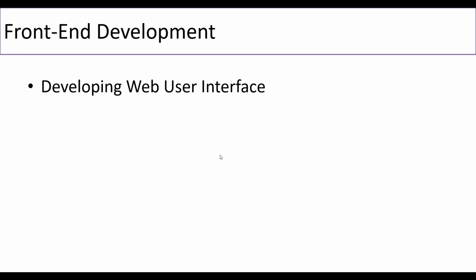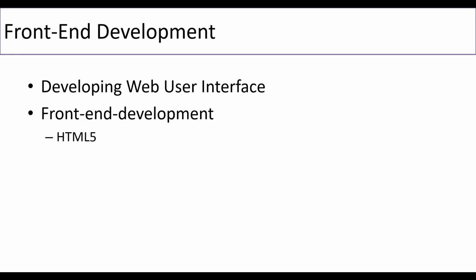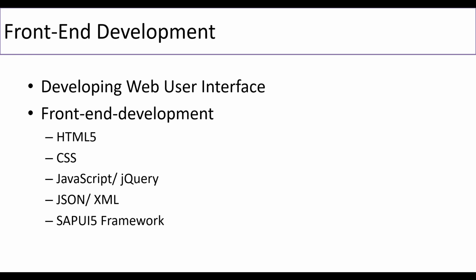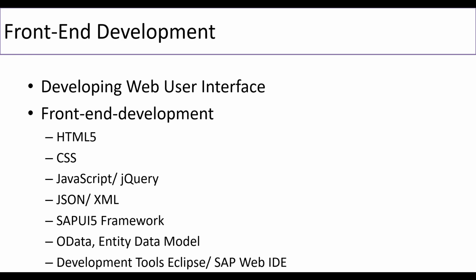Going back to the front end development, we call it developing the web user interface. For that, we need to know HTML5, CSS, JavaScript, jQuery, JSON and XML, and finally, you need to understand the SAP UI5 framework, OData and entity data model, and to develop the application on Eclipse tool or WebIDE. These are the tools to develop it, my dear.